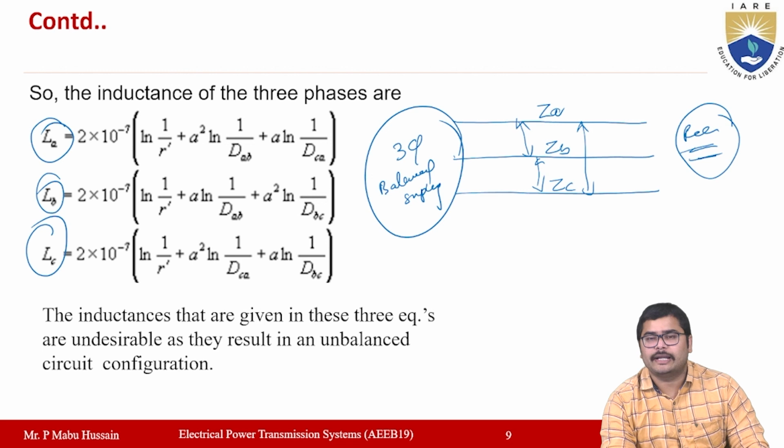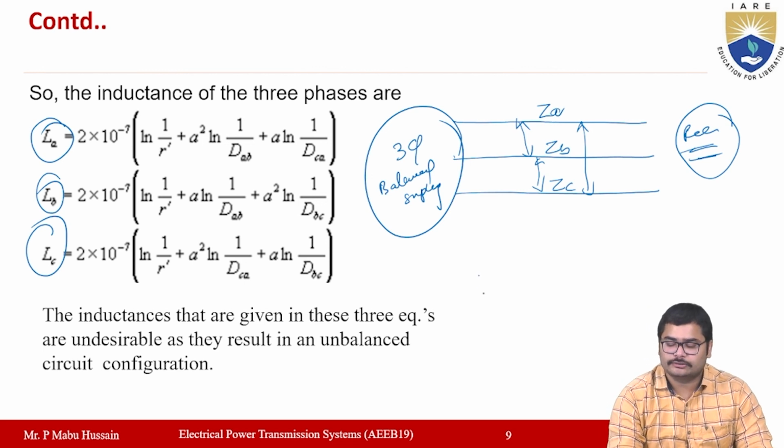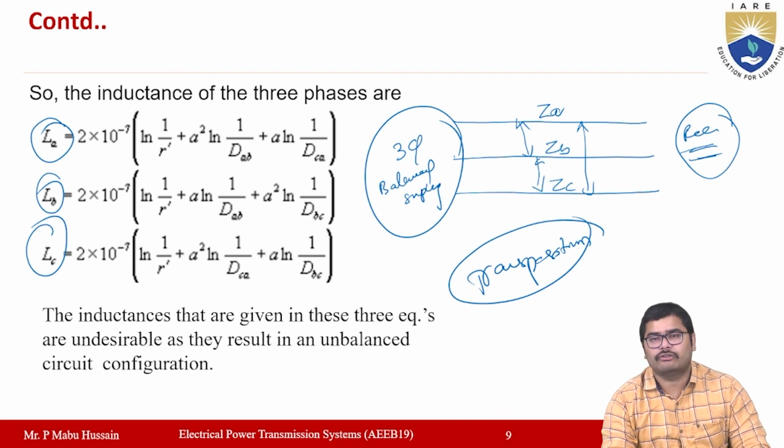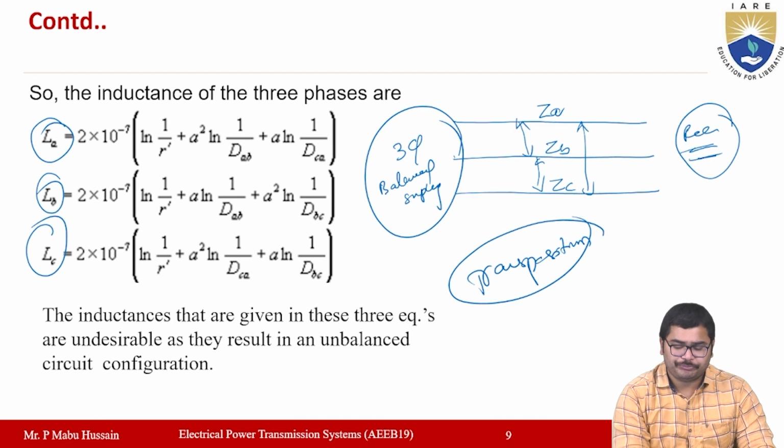But you can make the inductances of these unsymmetrical transmission lines the same by taking the transposition. You have to transpose the transmission lines at regular intervals, so that the inductance of all the phases will be the same, and balanced voltages are obtained at the receiving end. So what is this transposition? How can you achieve the inductance of this transposed transmission line? We will discuss in the next video.